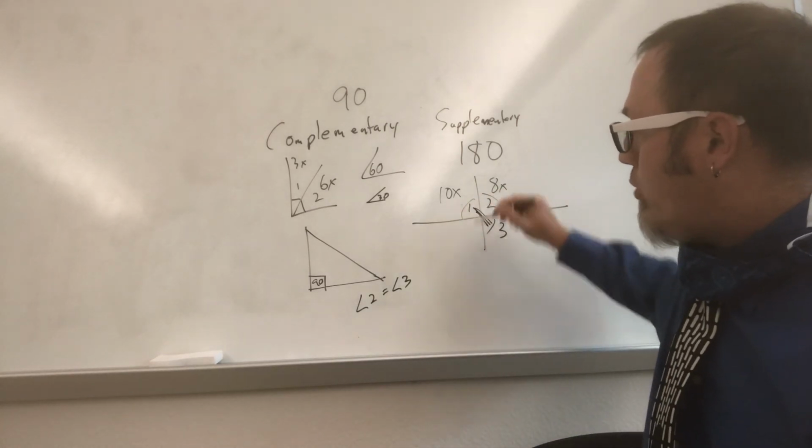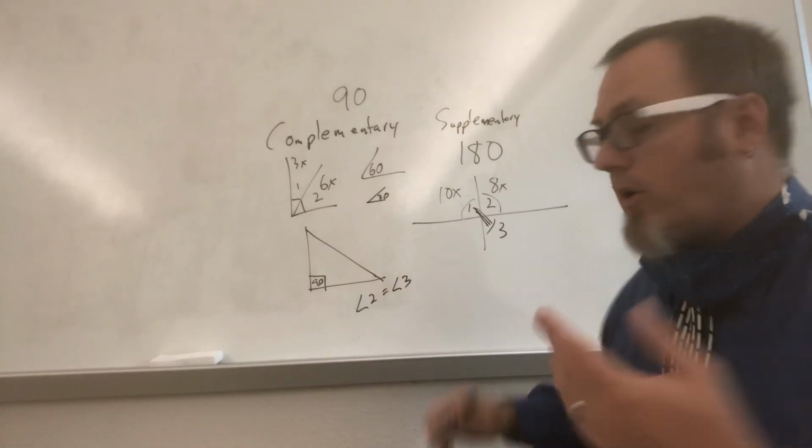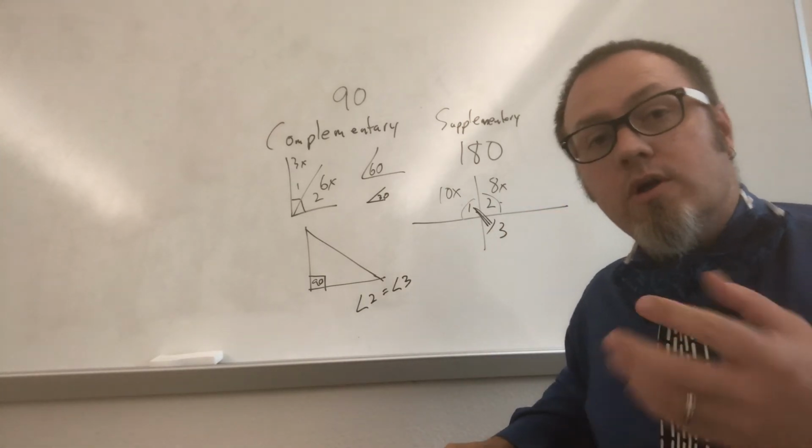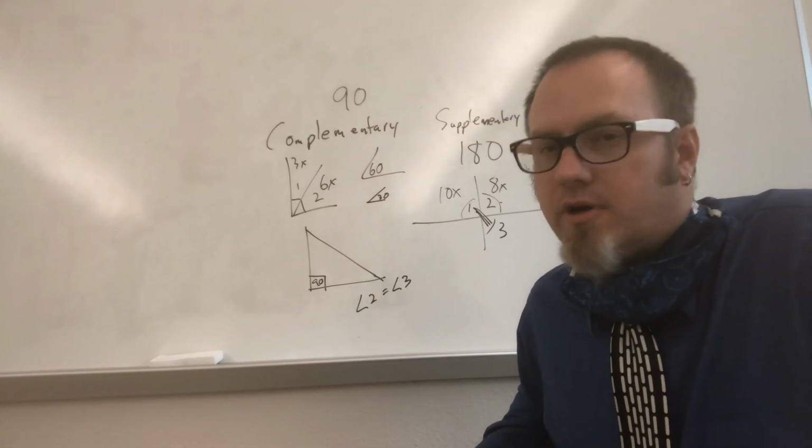Same here. If angle 1 and angle 2 are supplementary, and we have angle 3 down here, that's a vertical angle with angle 1, that means they are equal. So angle 2 and angle 3 are also supplementary. They'll add up to 180 degrees.